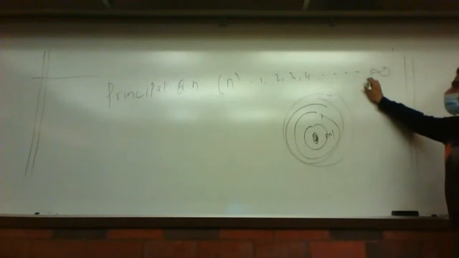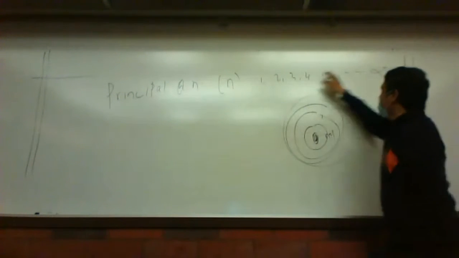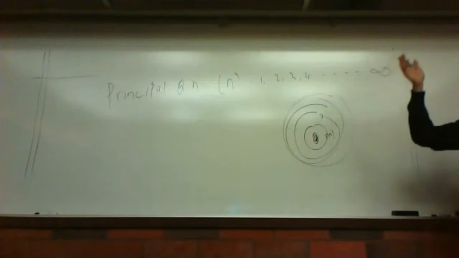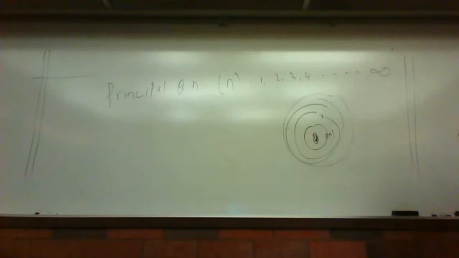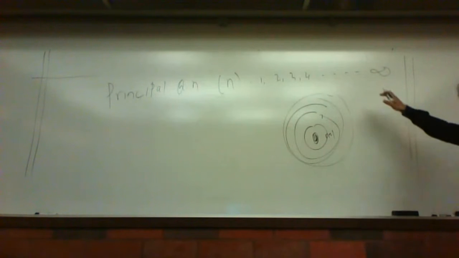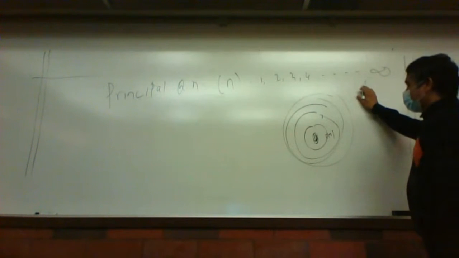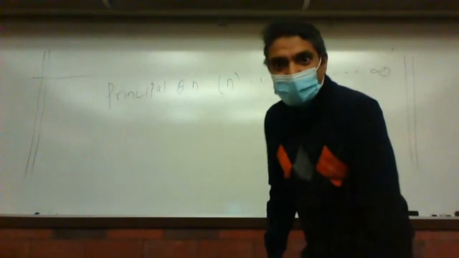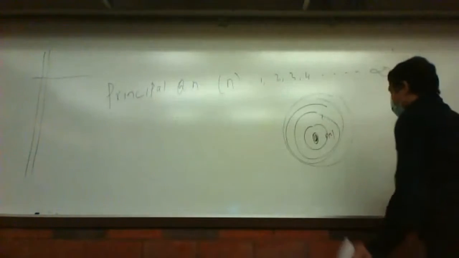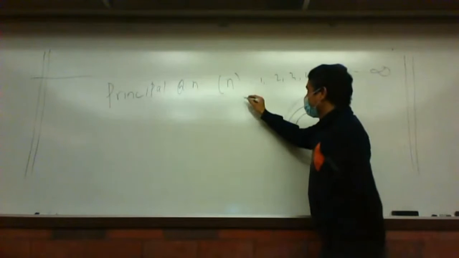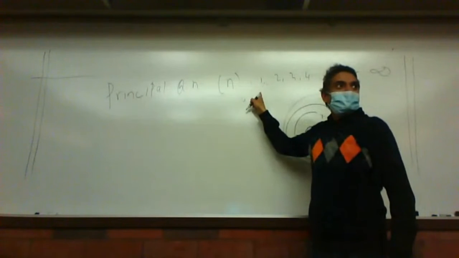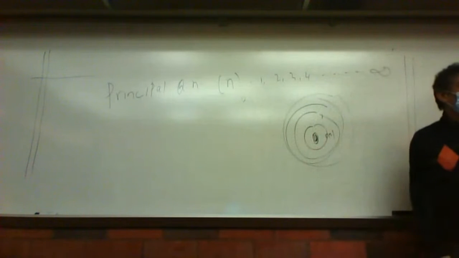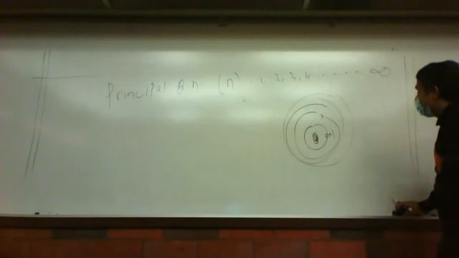So what is the maximum number of the principal quantum here? Infinite, maybe 10, 12, right? So you can just keep adding those circles around the nucleus. This is the principal quantum number, and its value can be from 1 to infinity. So principal quantum number cannot be zero. There is no zero orbit here. Yeah. So it's like that.